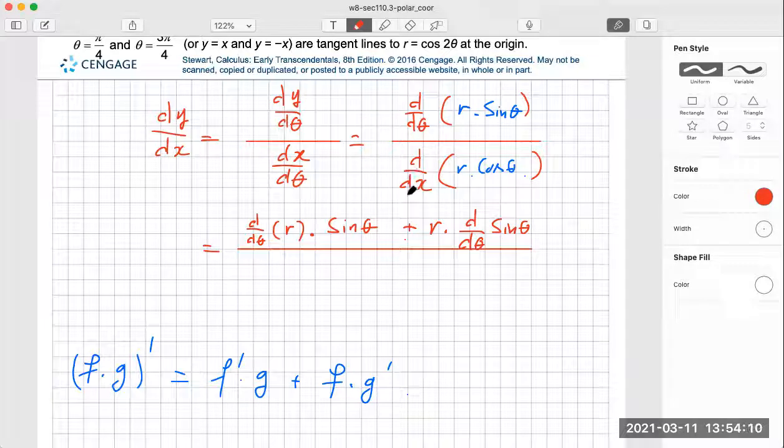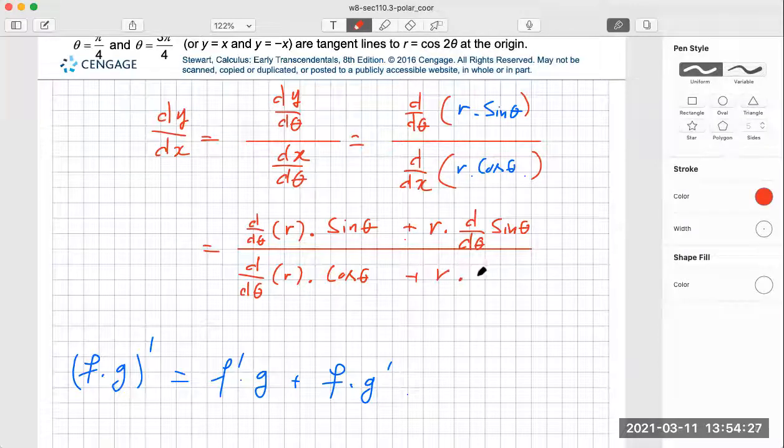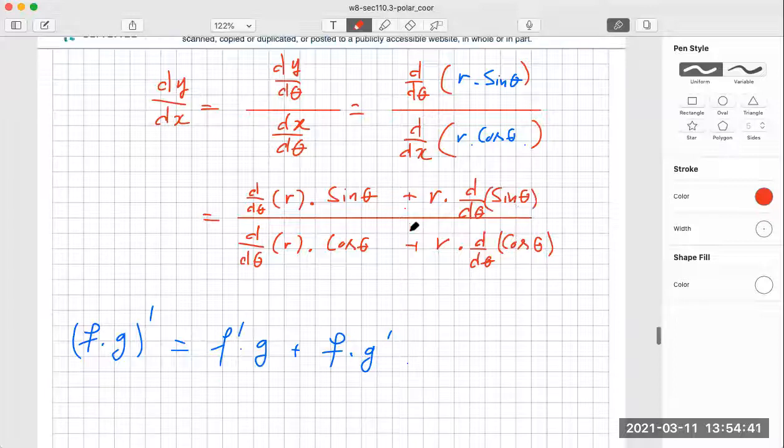And similarly, in the denominator, the same story. d over d theta of r times, what is it? Yes. And the next term will be? Thank you, Conor. r times d over d theta of cosine theta. Now we have all these expressions. Let us compute it together.